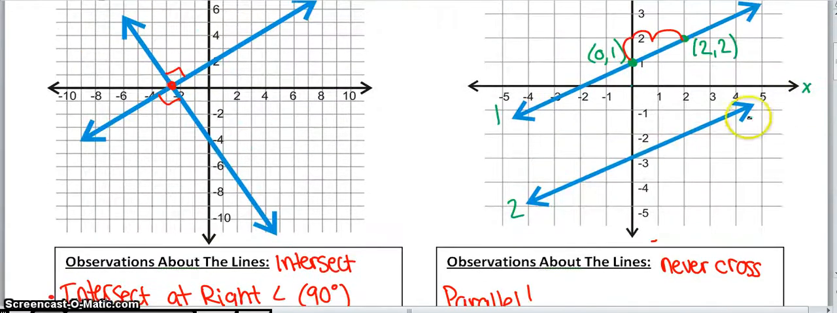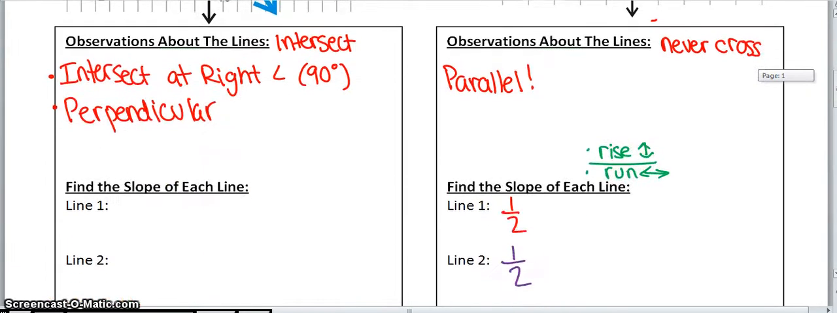Okay, I want you to repeat the process with line number 2, calculate the slope, and I'll come back with the answer. Pause the video. Okay, now I'm not going to reveal the answer. I hope you did this on your own. I just labeled the 2 points that I wanted to use. I calculate how much I'm rising and how much I'm running. Slope is rise over run. So we're rising 1, running 2. Our slope is again 1/2.